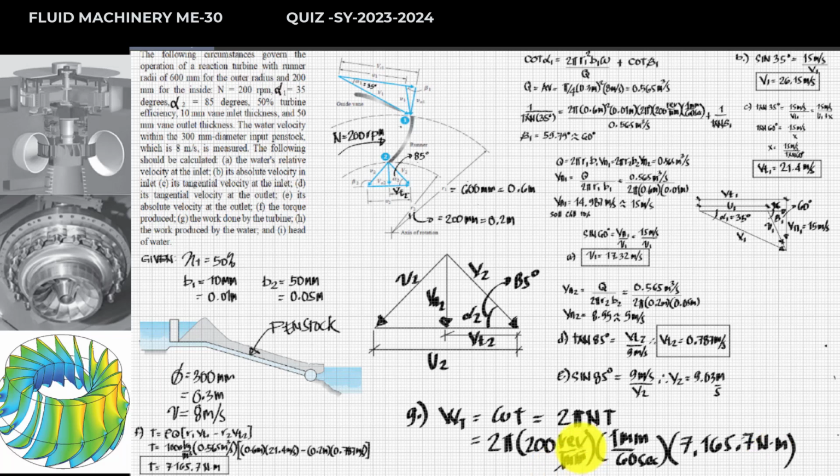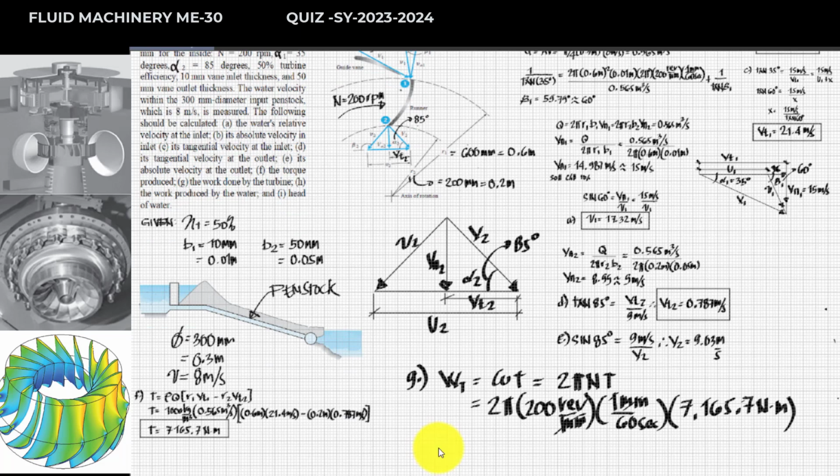So we cancel the units here, and what we have left is the units of Newton meter per second. Now pressing my calculator, we have the work of the turbine, that is equal to 150,000.78 and so on. The units is Newton meter per second, which is the unit for watts.